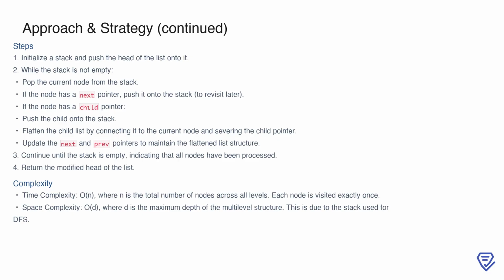Similarly, if the node has a child pointer, we push the child onto the stack, flatten the child list by connecting it to the current node, and sever the child pointer. Throughout this process, we ensure that the next and previous pointers are updated correctly to maintain the doubly linked list structure. This continues until the stack is empty, indicating that all nodes have been processed. The modified head of the list is then returned as the result.